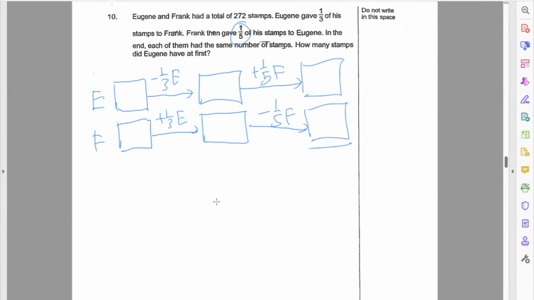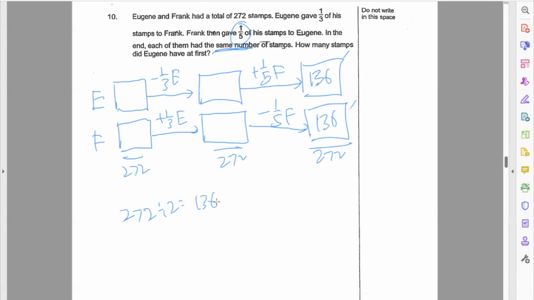In the end, they both have the same number of stamps. So we know that at every stage, the total stays as 272 because the total doesn't change when they are giving to each other. So in the end, if they are equal, I can do 272 divided by 2 and split 272 equally between the two of them. So each of them is 136.